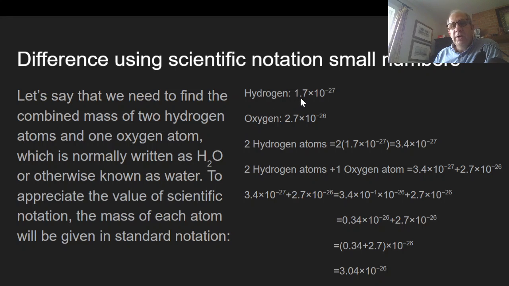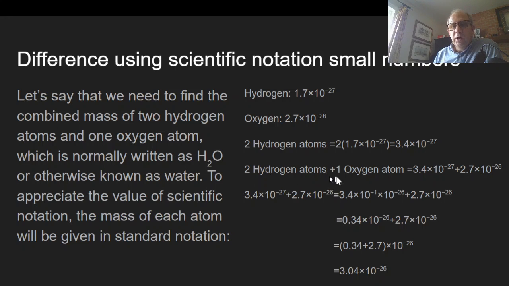A hydrogen atom weighs 1.7 times 10 to the negative 27 grams, and oxygen weighs 2.7 times 10 to the negative 26 grams. I've got 2 of the hydrogen atoms, so I'm going to multiply by 2. So 2 times 1.7 is 3.4. So 2 of them together is 3.4 times 10 to the negative 26.